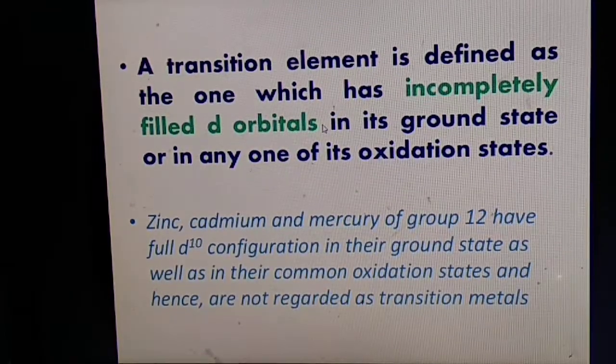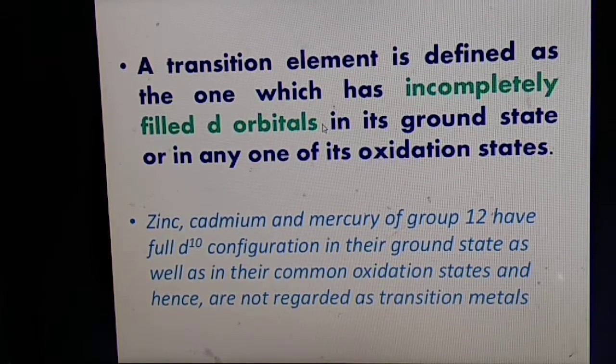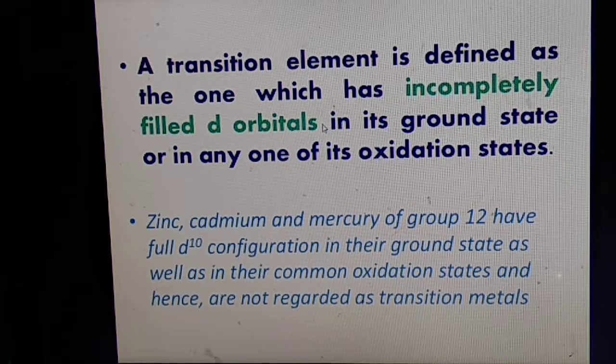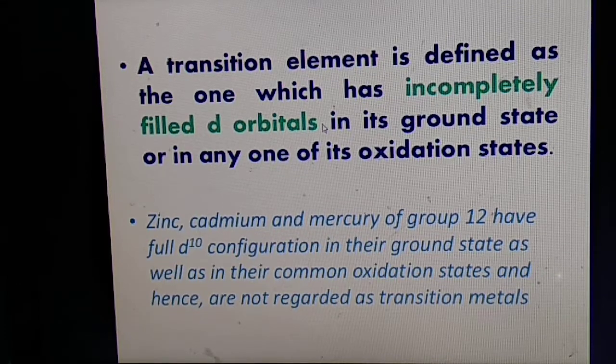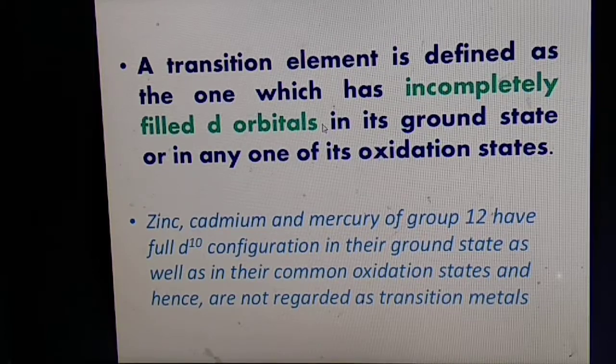Now students, I am coming to the definition of the transition elements. A transition element is defined as the one which has incompletely filled d orbital in its ground state or in any of its oxidation state or in any of the excited state. So the element which has the incompletely filled d orbital, just you underline the word incompletely, students.